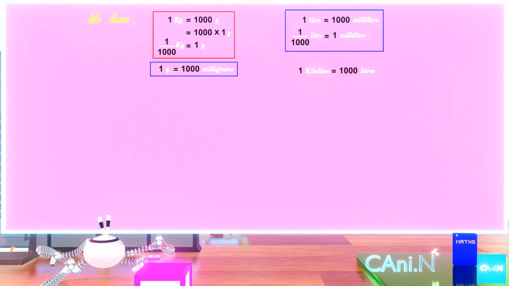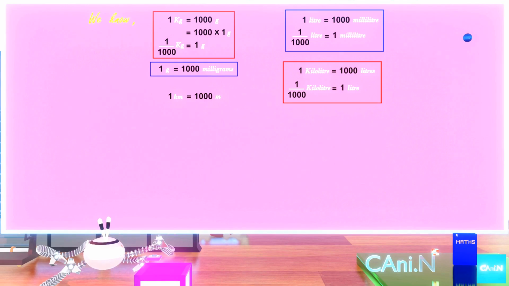1 kiloliter equals 1000 liters. 1 by 1000 kiloliter equals 1 liter. 1 kilometer equals 1000 meters. 1 meter can be written as 1 by 1000 kilometer.